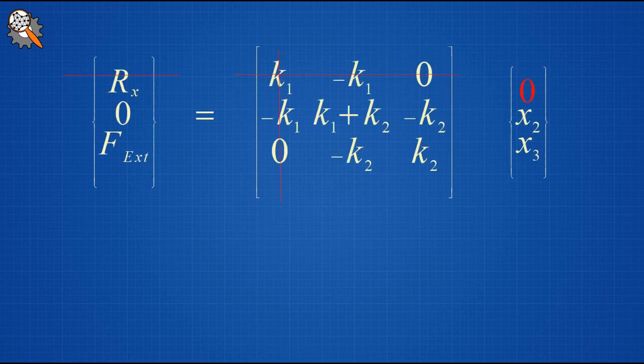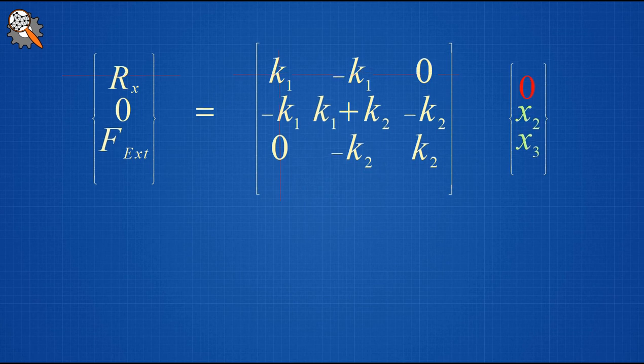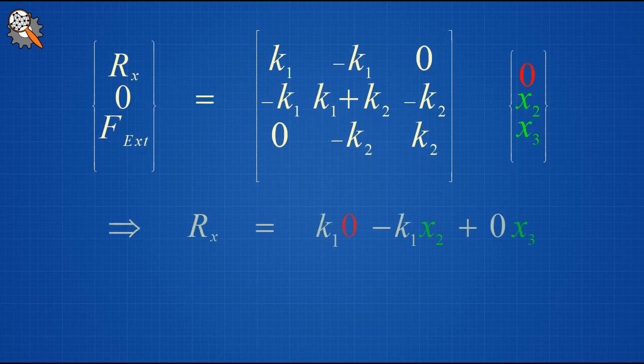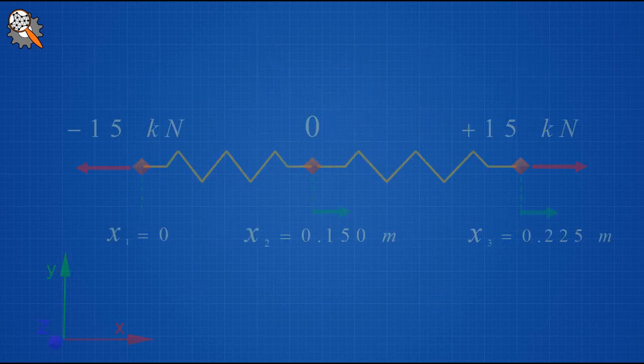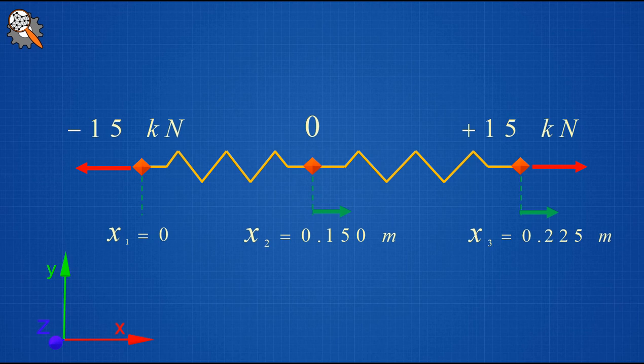To calculate the reaction at the first node, we use the original system before simplification. The first equation is enough to calculate the reaction Rx. With this figure, which summarizes all the results and on which we can check the static equilibrium, we conclude this introductory video of the applied finite element method. The next video will be devoted to a series of exercises on one-dimensional spring elements.